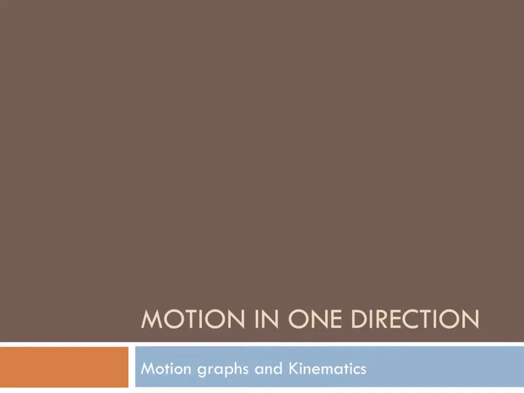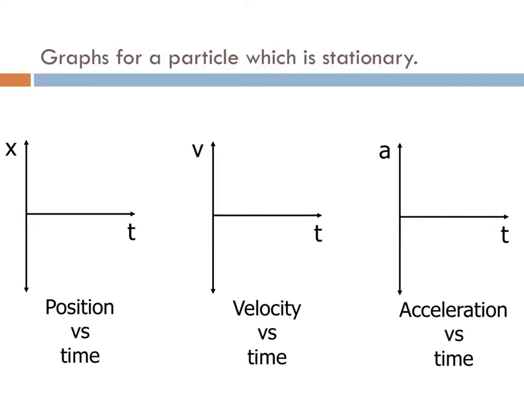This video covers motion graphs and kinematics. One graph that you might see on a position versus time graph is an object that is stationary. What that means is that we're staying at the same position over time, so we shouldn't have any slope whatsoever. If we are staying at the same position over time, then we have zero velocity. If we have no change in velocity, then we also have zero acceleration.